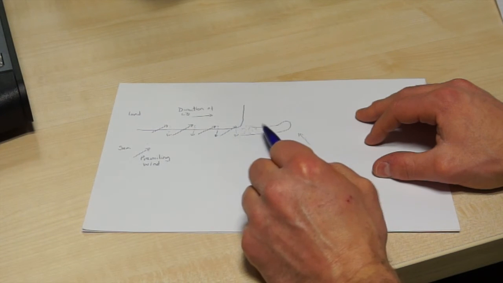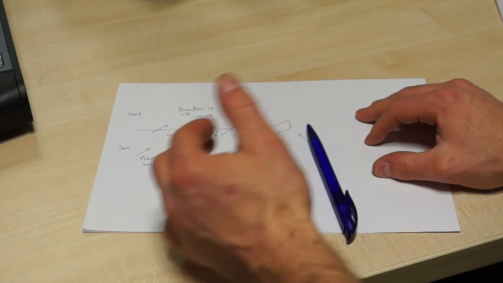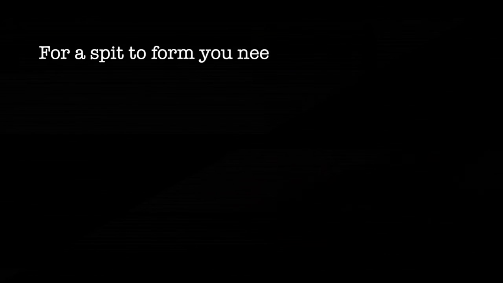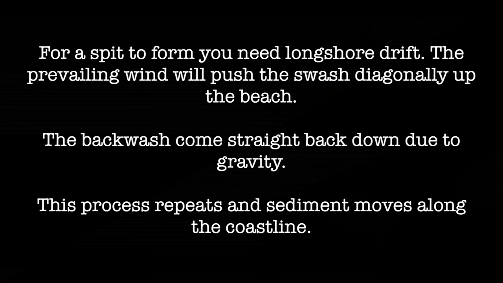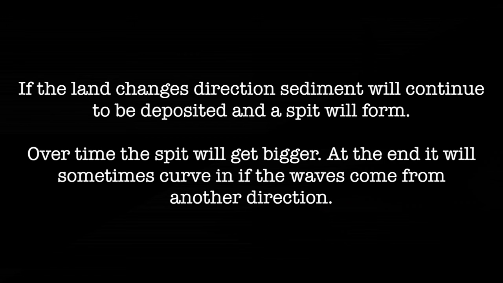That's important. And what I'll do now is show you the sentences that you would put in to get top marks on that question to accompany this diagram. For a spit to form, you need longshore drift. The prevailing wind will push the swash diagonally up the beach. The backwash comes straight back down due to gravity. This process repeats and sediment moves along the coastline. If the land changes direction, sediment will continue to be deposited and a spit will form. Over time, the spit will get bigger. At the end, it will sometimes curve in if the waves come from another direction.